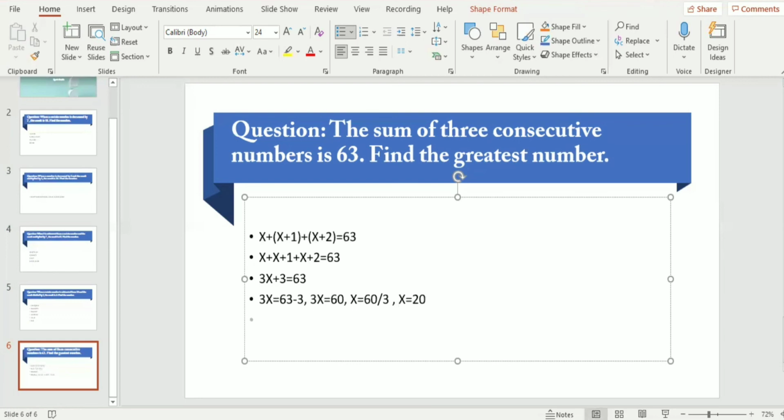So if x is equal to 20, our first number is 20. Our second number is x plus 1, which is 20 plus 1, 21. And our third number is x plus 2, which is 22. And this is equivalent to 63. So the sum of 20 plus 21 plus 22 is 63. So our answer is correct. We have also verified it. Hope you like this video.